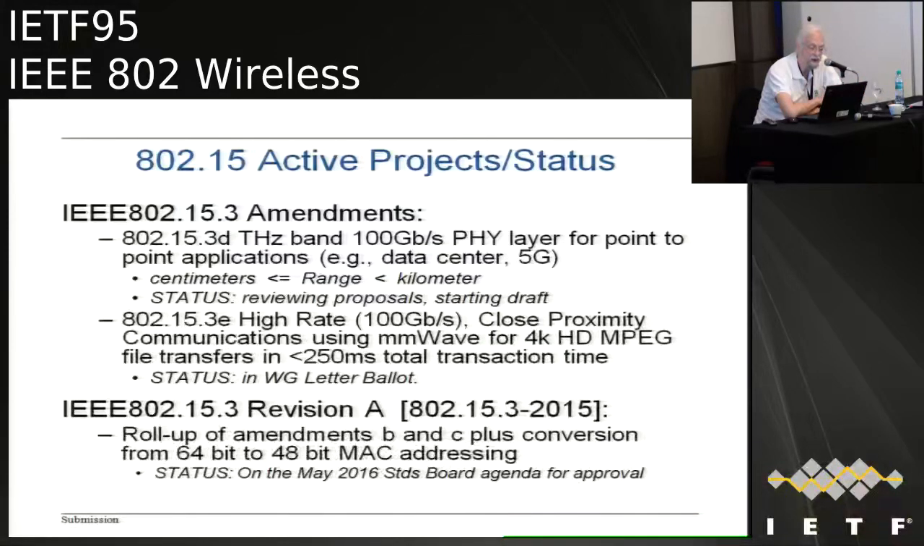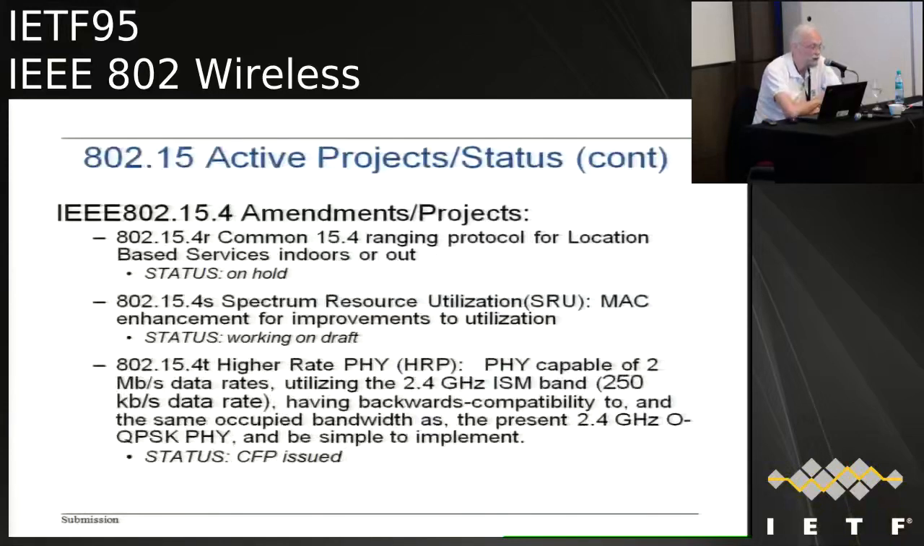Revision A, let's see. Oh, right. So there was something about 15.15 had 64-bit addresses. Now it is enabling 48-bit MAC addressing as well. More about 15.4. We have 15.4R for location-based services. I did go to one of their meetings, but they're basically on hold. So I don't think anything's coming out of there very soon.